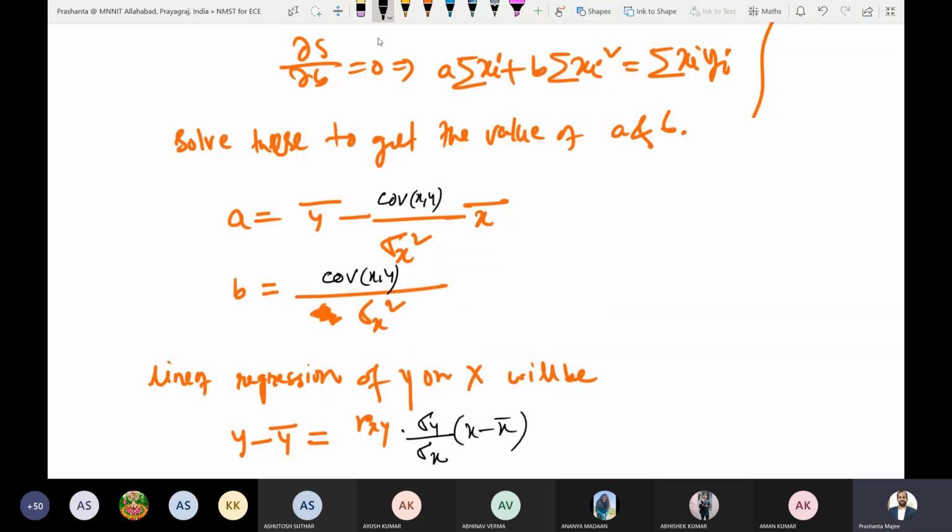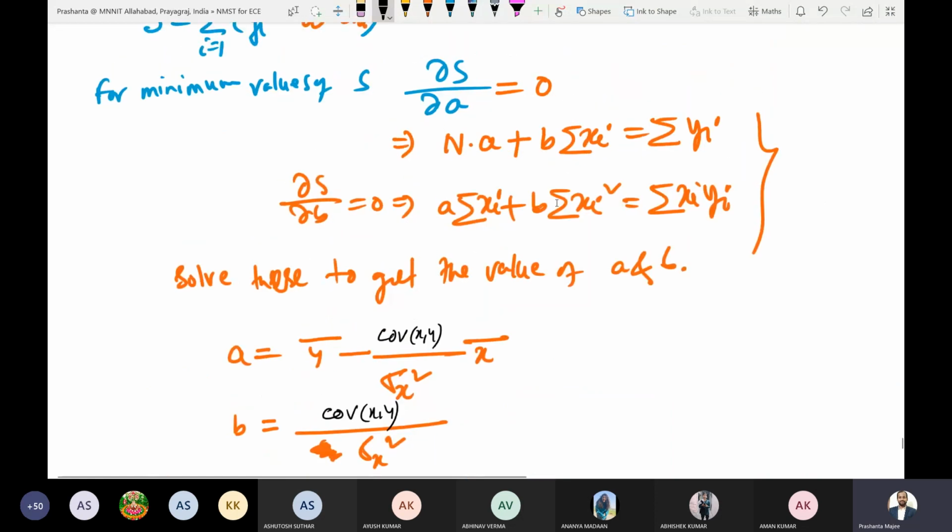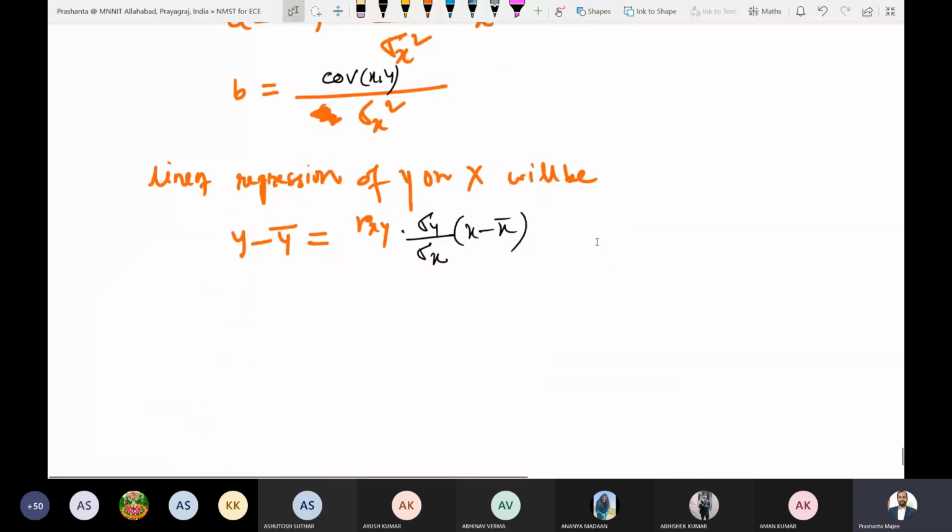You do not have to show this much calculation. You only solve for a and b from this equation and find out the regression line of y on x. We are finding a particular relationship, and for that we are representing the values of a and b in this way. You will get simply two equations with two unknowns. You have to solve it by the elimination method or any other method you know. That is very easy to solve. So the line of regression of y on x will be y minus y bar equals rxy into sigma y by sigma x.